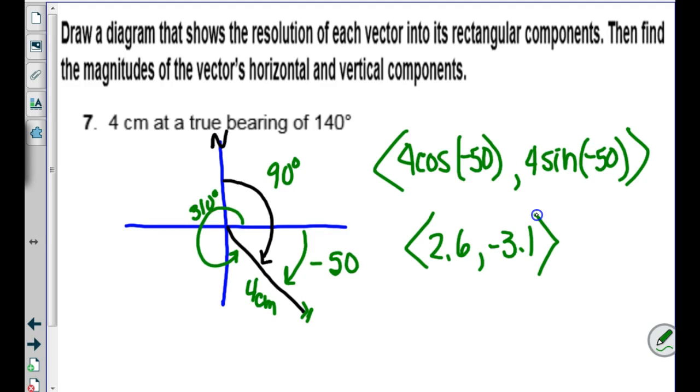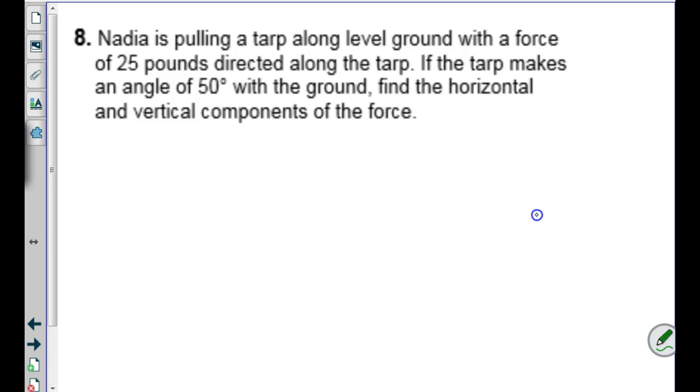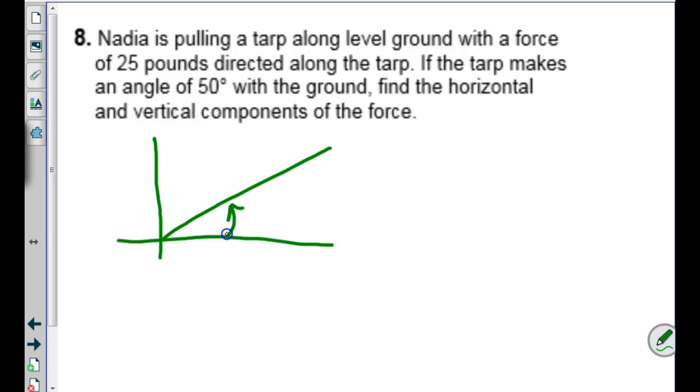All right, one more here. It says Nadia's pulling a tarp along level ground with a force of 25 pounds. If the tarp makes a 50-degree angle with the ground, so I'm just going to assume she's going this way. It doesn't matter because they really only want the components, not necessarily the sign on them, but 25 pounds of force. What are the horizontal and vertical components? So as long as we've drawn it this way, we can just use what?